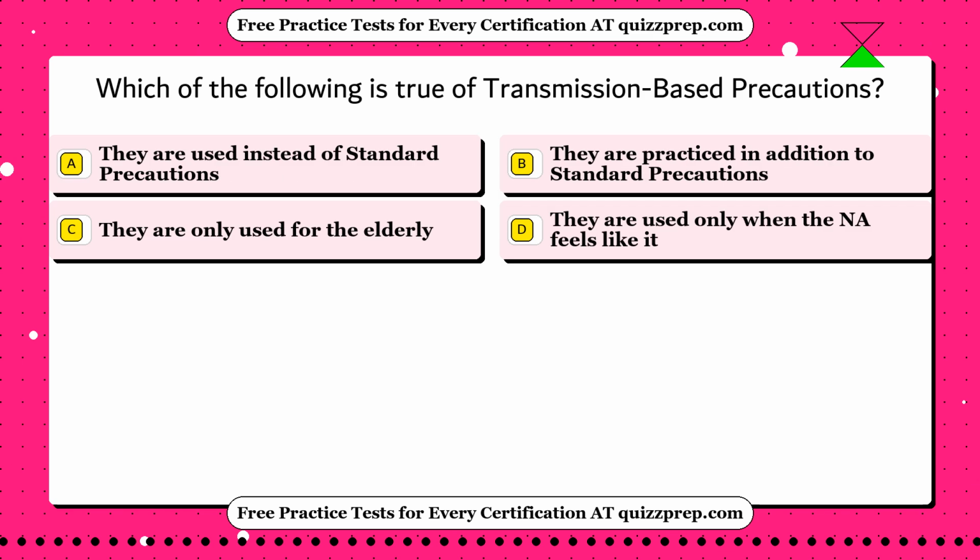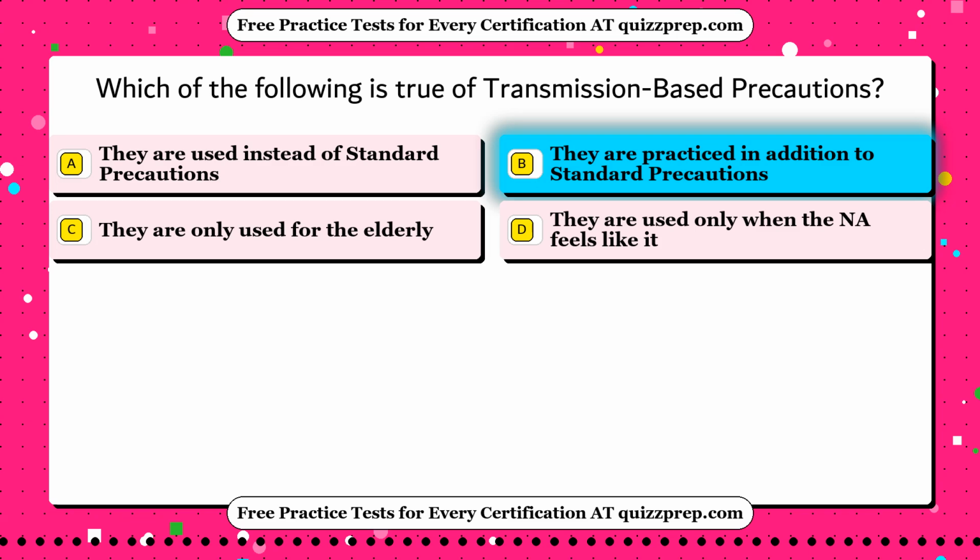Question 66. Which of the following is true of transmission-based precautions? Option A, they are used instead of standard precautions. Option B, they are practiced in addition to standard precautions. Option C, they are only used for the elderly. Option D, they are used only when the NA feels like it.